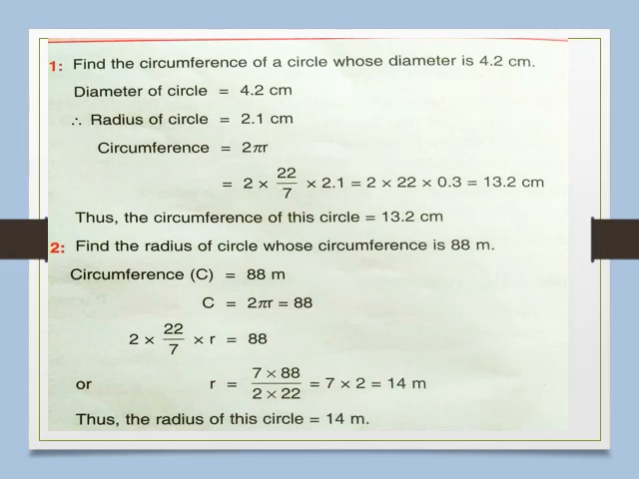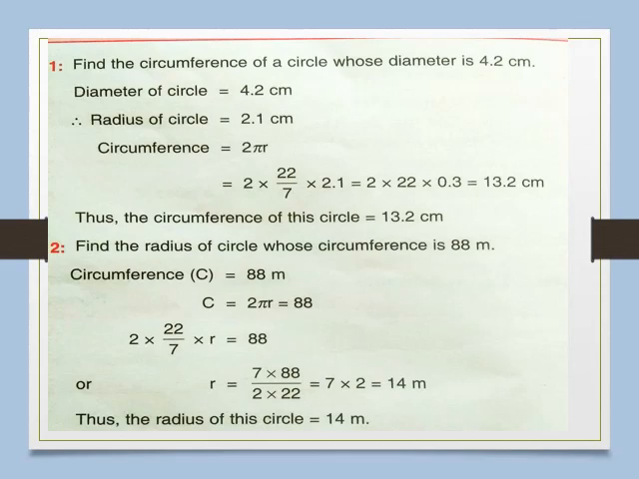See here, we have to find the circumference of a circle whose diameter is given, that is 4.2 centimeter. Now the diameter of the circle is 4.2 centimeter. So what is the radius? Radius is 2.1 centimeter. Now use the formula for calculation of circumference. It is 2 pi r. Substitute the value of pi as 22/7, r as 2.1. Calculate it correctly. You will get the answer as 13.2 centimeter. So the circumference of this circle is 13.2 centimeter.